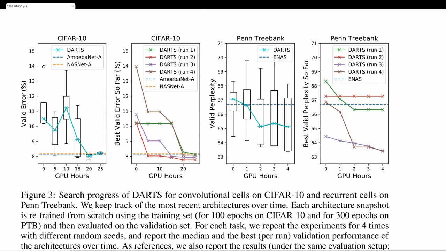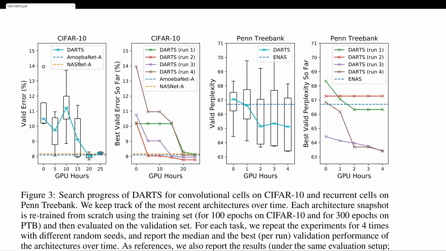Okay, so GPU hours, validation error. So DARTS, okay, so it goes down pretty fast. So with GPU hours, best valid error so far, and with DARTS, and here also with the GPU hours and valid perplexity, GPU hours, best valid perplexity so far. Okay, so it seems to be better than the other AmoebaNet and NASNet.